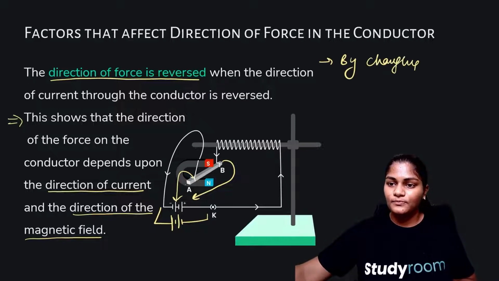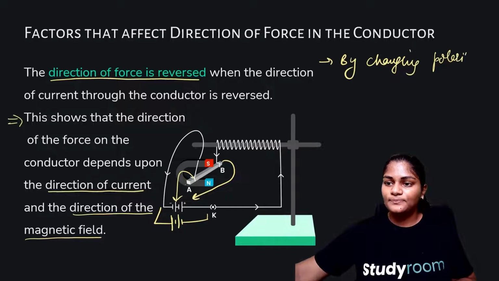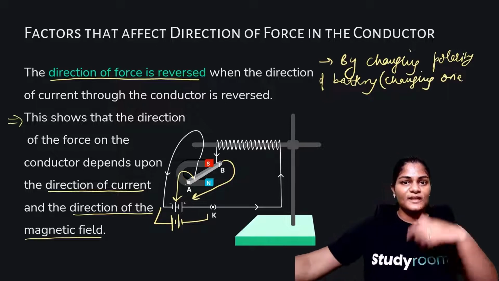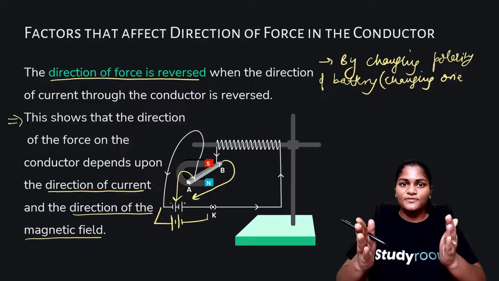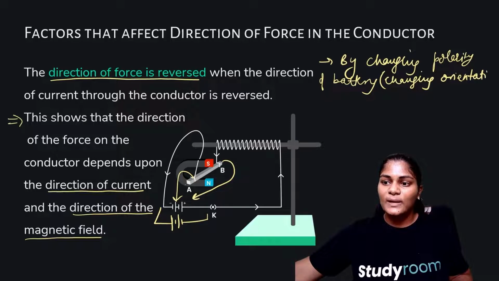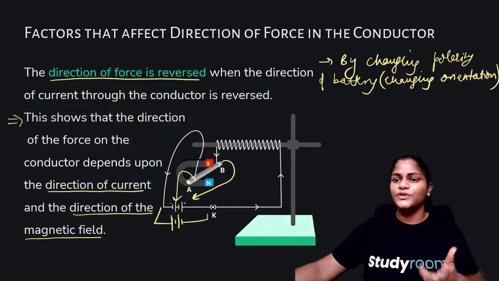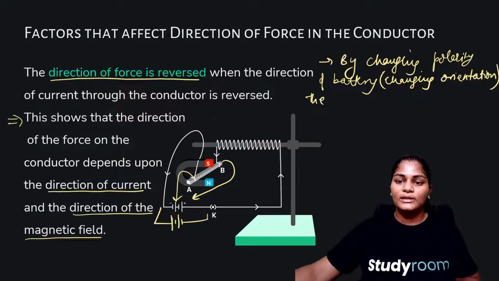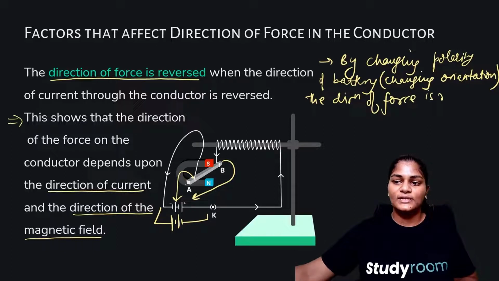By changing polarity of battery, what does that mean? What does changing polarity of battery mean? Changing orientation. You can say it in this way. Changing orientation means that if it was negative positive, you make it positive negative. You just change the orientation, right? That is what we call by changing the polarity. Okay, that is the technical term we use for it. By changing polarity of the battery, which means changing orientation, the direction of force is reversed.